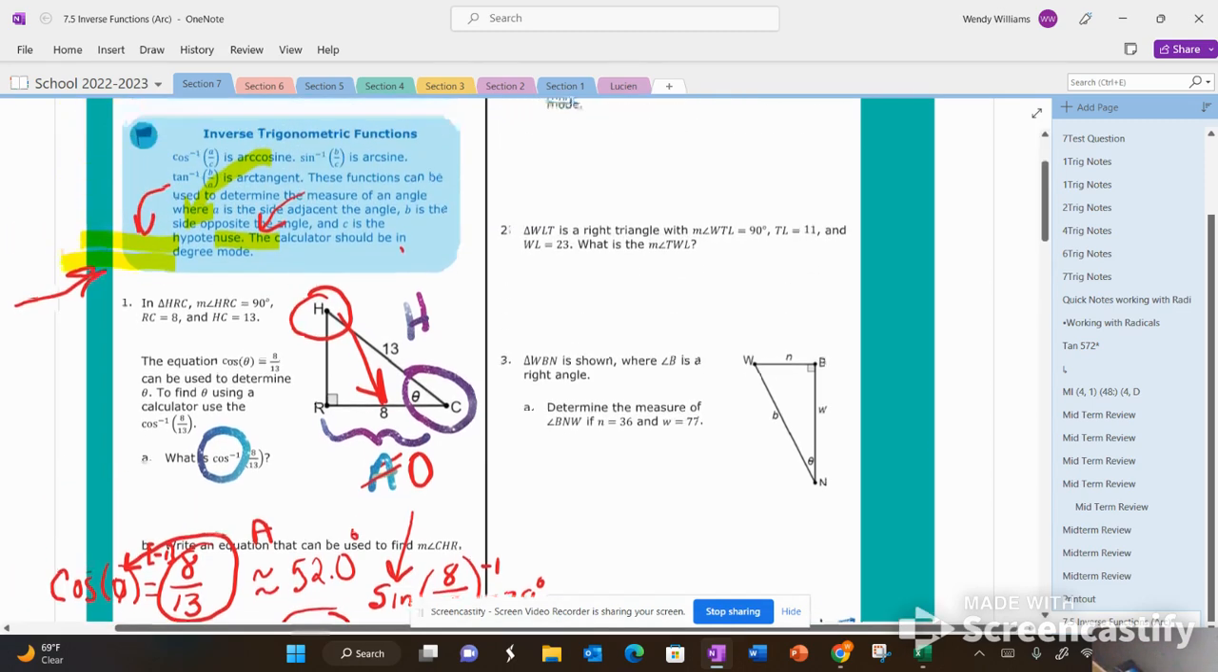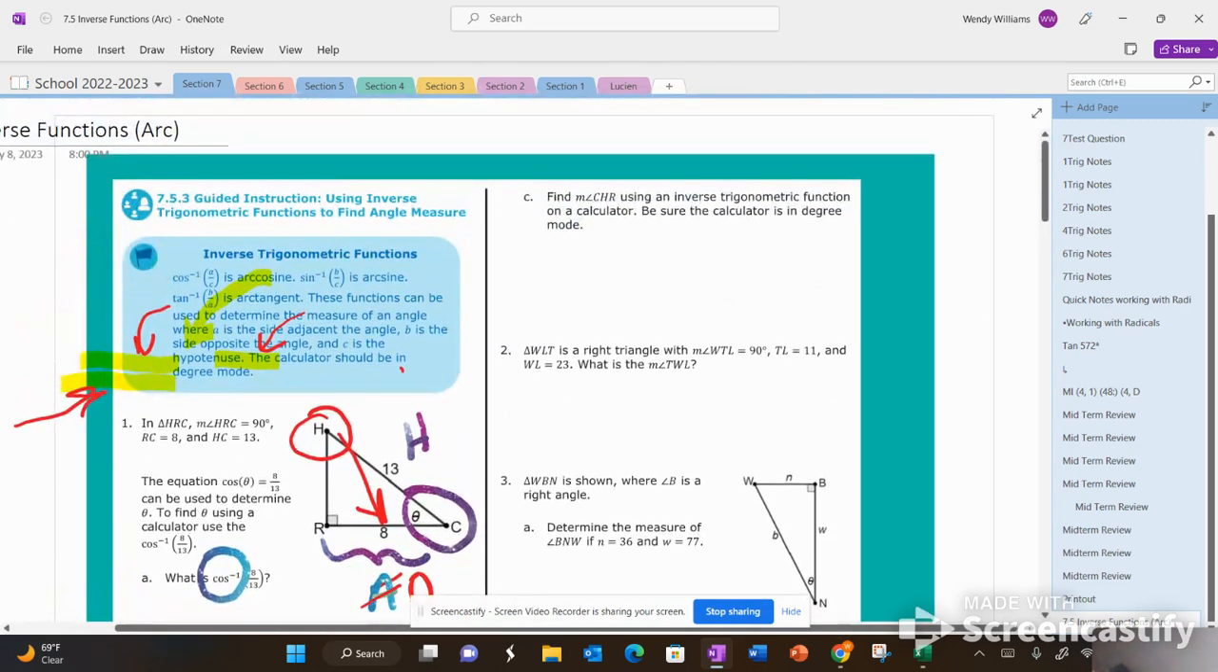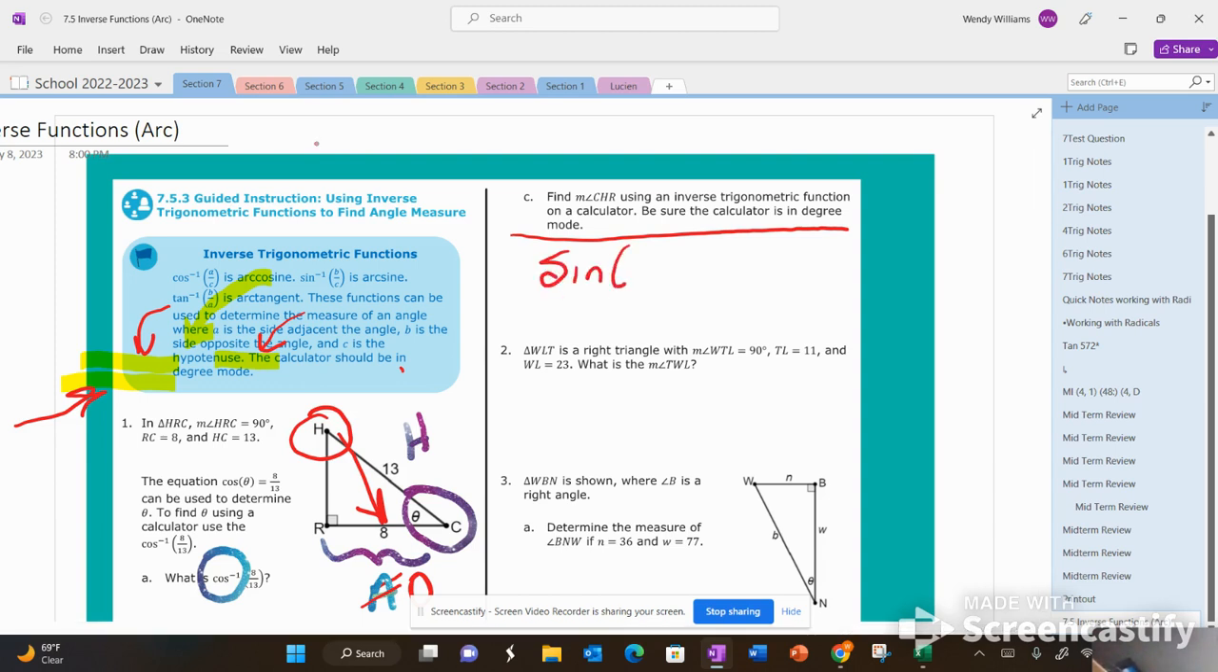All right, let's look at the next one. And we did this. It says make sure that it is in the degree mode. And we did sine of some angle equaled 8 over 13. And when we go back and put it in, that's when we have to use that negative 1 key.